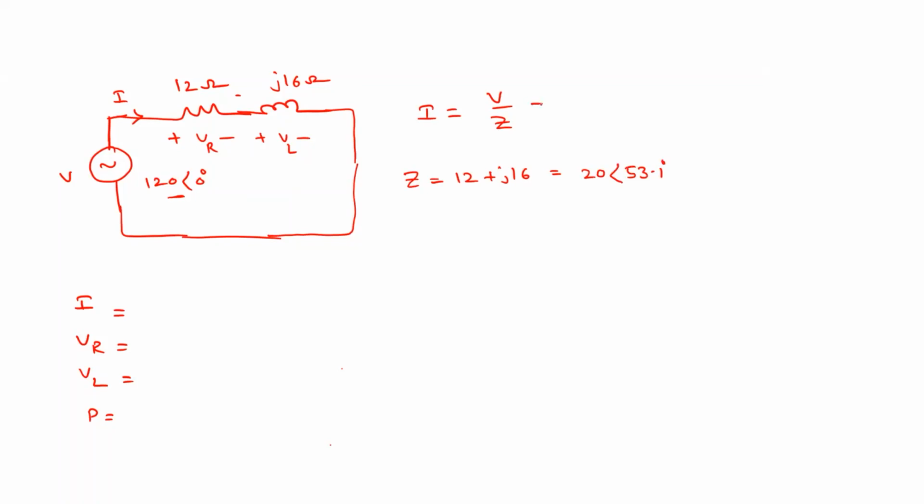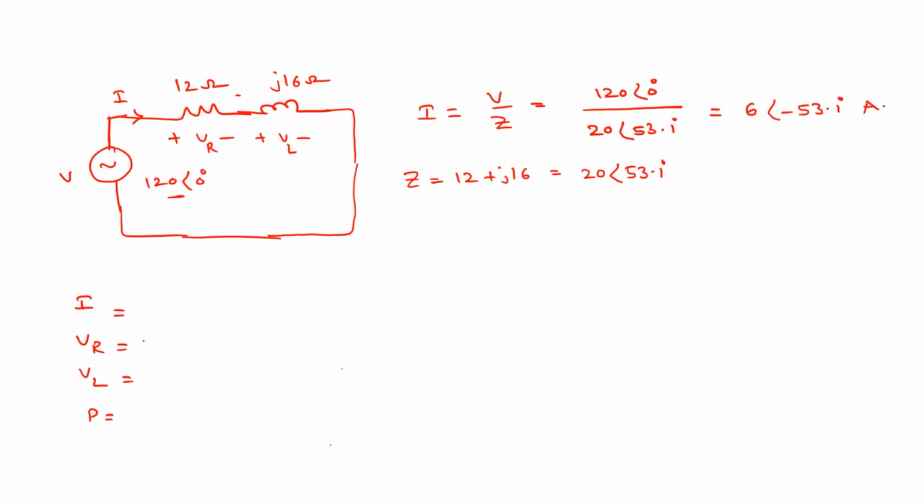So here this is Z. The V value is 120 at an angle 0, divided by 20 at an angle 53.1. So what is this value? It will be 6 at an angle minus 53.1 degrees. That is the current, right? Clear? This is the current in amperes.